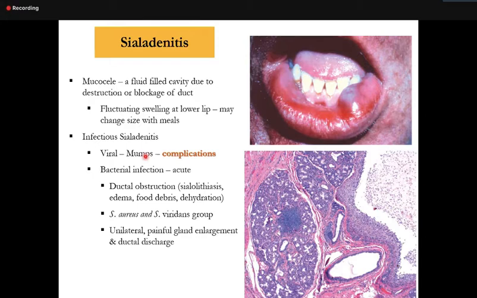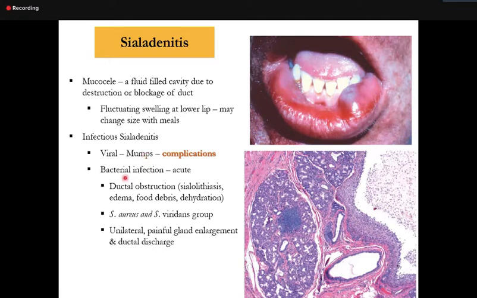But if it occurs in adults, it can cause complications. And some of the examiners are very fond of asking these complications because it not only causes sialadenitis, it can cause meningitis, it can cause pancreatitis, it can cause orchitis leading to sterility. So these are the complications which are related with acute viral sialadenitis.